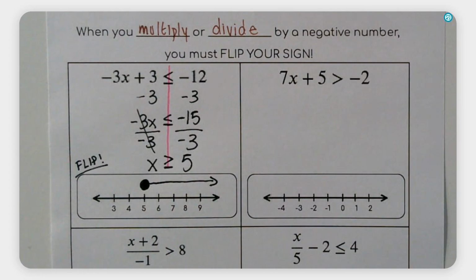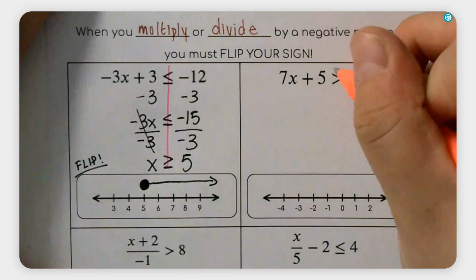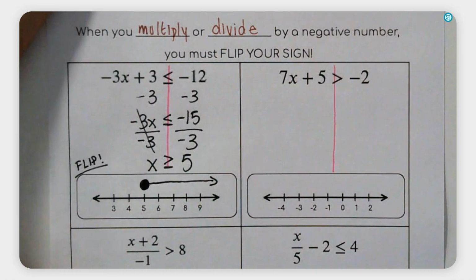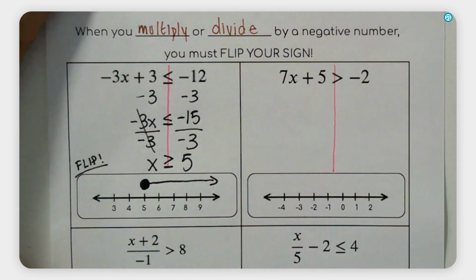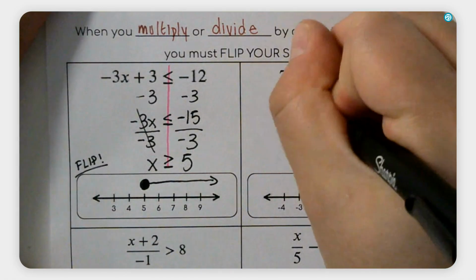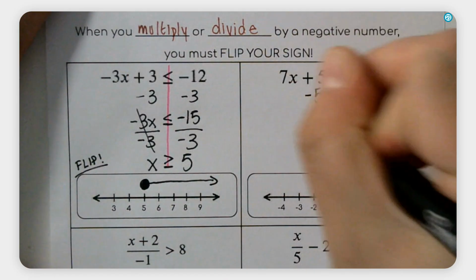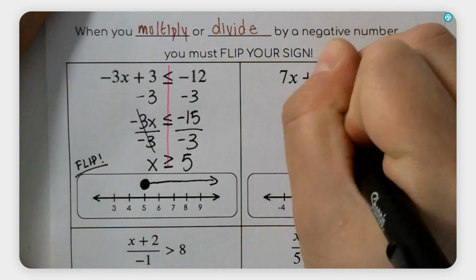Okay. Any questions at the moment? Oh, we need to graph it. So open circle at negative 10, and it goes to the left because it is less than. Okay.